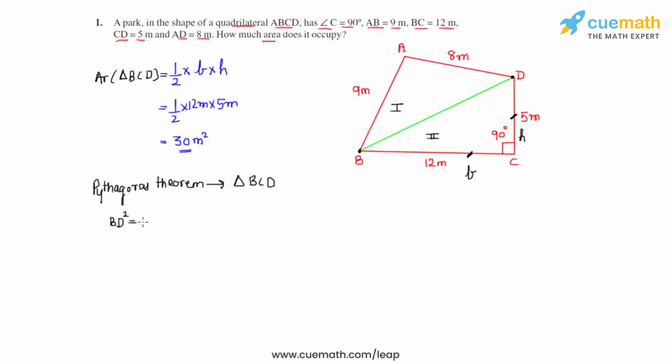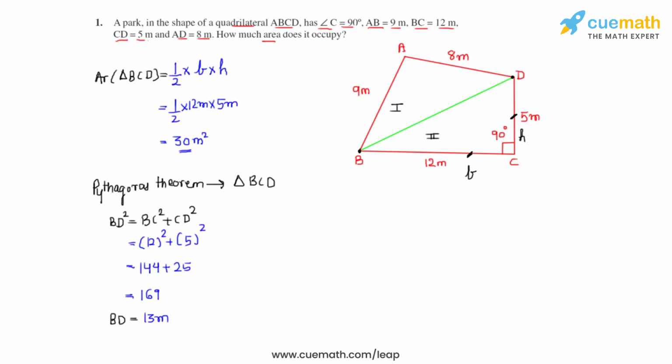BD square equals BC square plus CD square. So let's substitute those values and we get 12 square plus 5 square. That comes as 144 plus 25. On addition, we get that as 169. As we know that 169 is the square of 13, we can write that BD equals 13 meters in length.